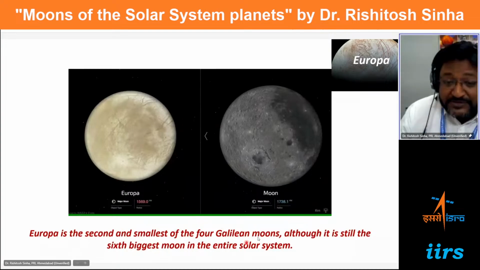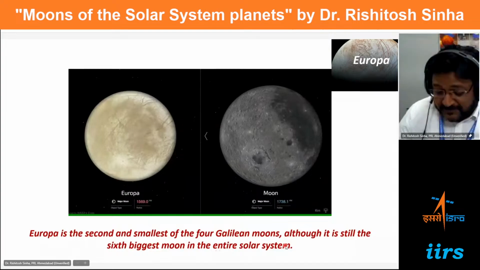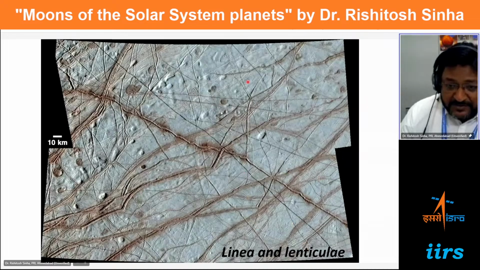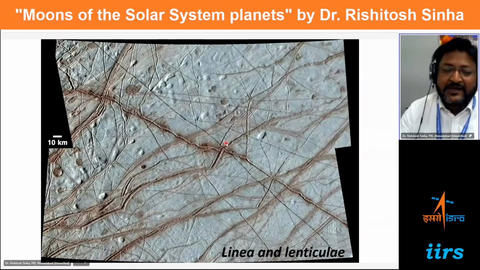Although it is second and smallest of the 4 Galilean moons, if you see in the entire solar system, it is the 6th biggest moon in the entire solar system. So 6th biggest moon in the entire solar system, and it is so intriguing. If you see the surface of this particular moon, you will see that it is having a lot of linear features, and these linear features, although they may not be very wide, are several hundred kilometers long.